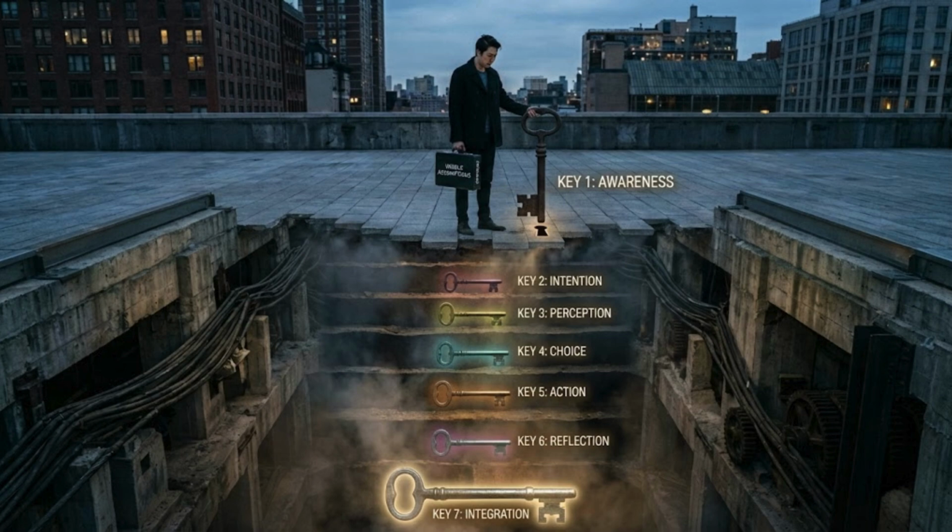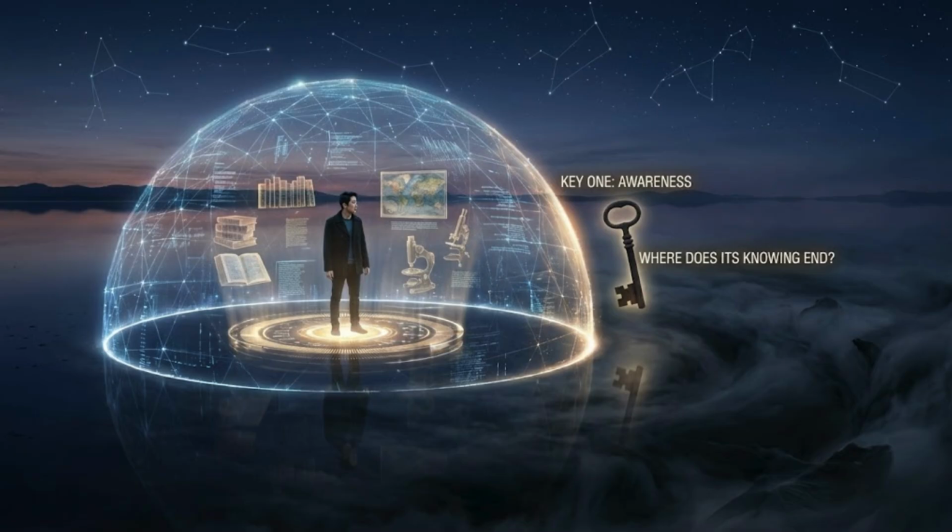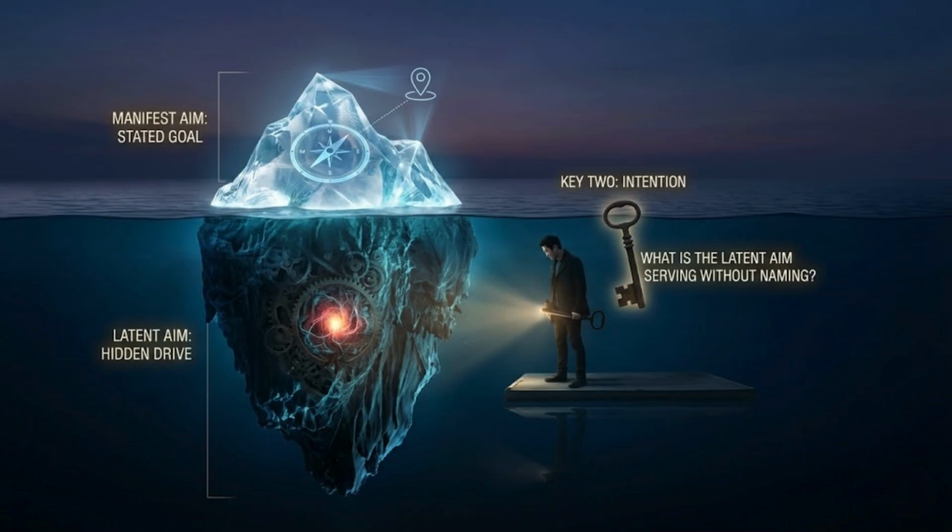The 7 keys to autonomous thought are an excavation. 7 distinct questions applied in sequence, each one going deeper than the last, each one revealing what the layer above was standing on without knowing it. Key 1. Awareness. What is the boundary of what this system can see? Not what it knows. Where does its knowing end? Key 2. Intention. What is the manifest aim? And beneath that, what is the latent aim that the manifest aim is serving without naming?